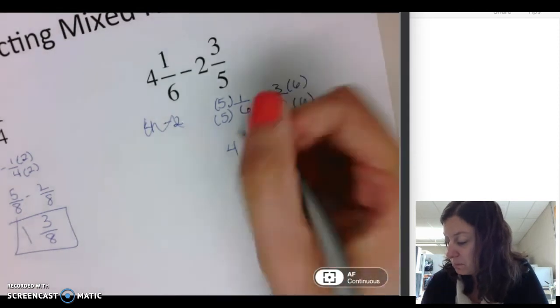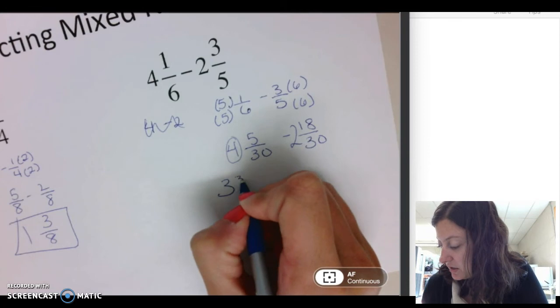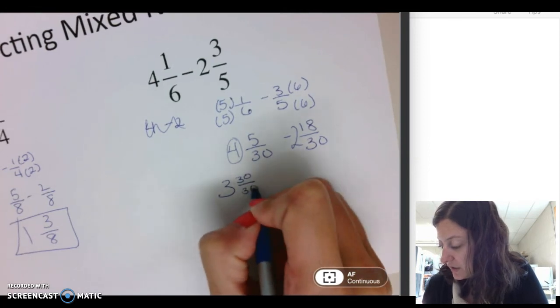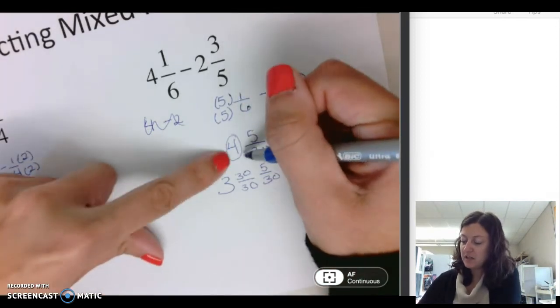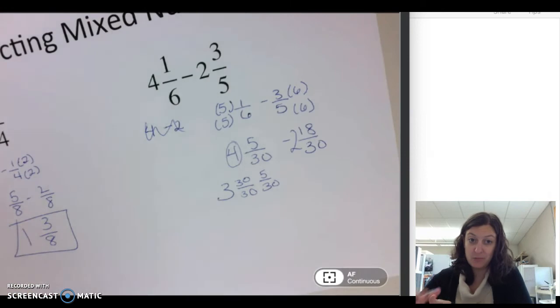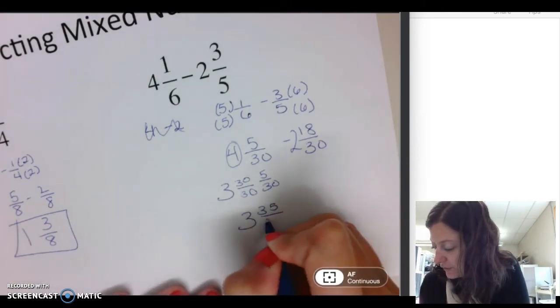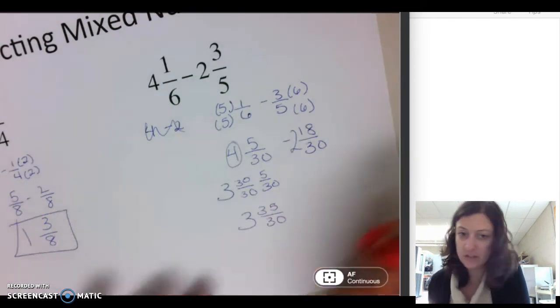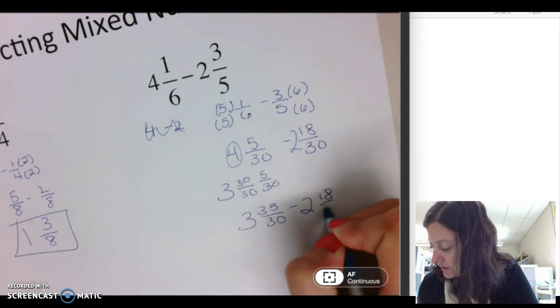So what you can do here, remember that this was 4 and this was 2. What you can do is borrow a whole from this guy and turn it into 3 and 30/30, and then the 5/30, right? So basically what we did, if we have 4 pizzas here, we cut up one of them, and we've got 30 slices. We're cutting it up to 30s. So that's 3 and 35/30, right? So we just sliced one up. We're borrowing it. Minus 2 and 18/30.